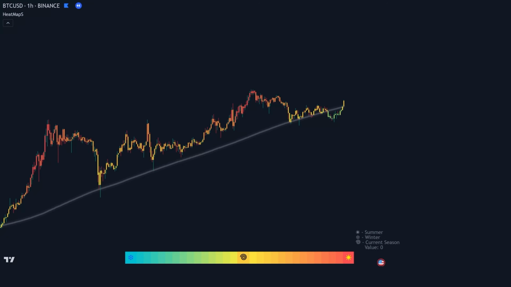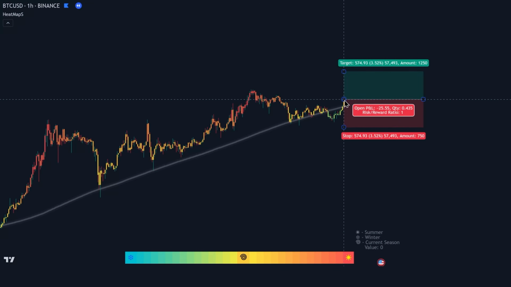sustain the downward move. The best entry point for this buy trade is after the price makes the fake-out and then reverses back above the regression line. This confirms that the overall uptrend is likely to continue.